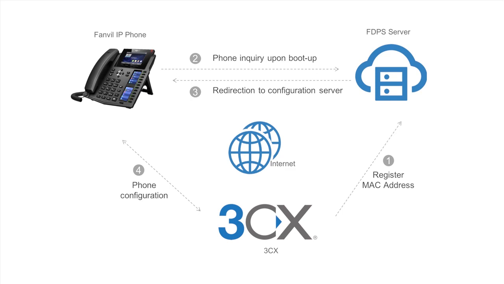Therefore, when a Fanvil MAC address is added as a remote stun extension, 3CX automatically sends provisioning information to the Fanvil FDPS server. By doing this, when the Fanvil phone boots, it will contact the FDPS server, which will respond with the provisioning information provided by 3CX. Once the Fanvil phone has this information, it will then contact 3CX directly and download its configuration.